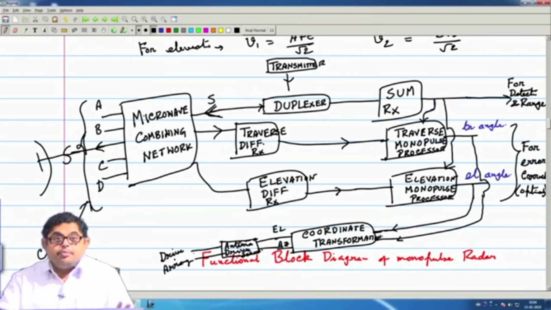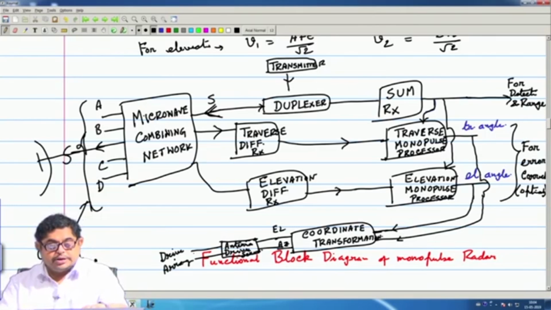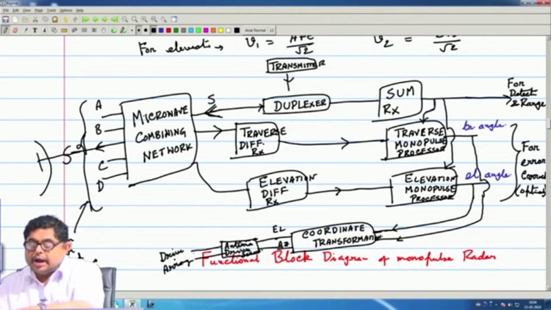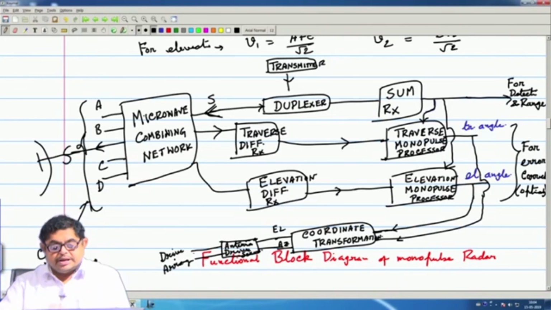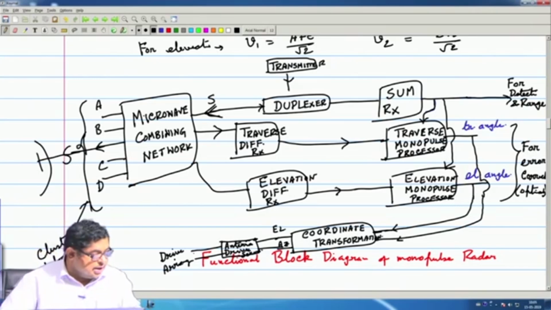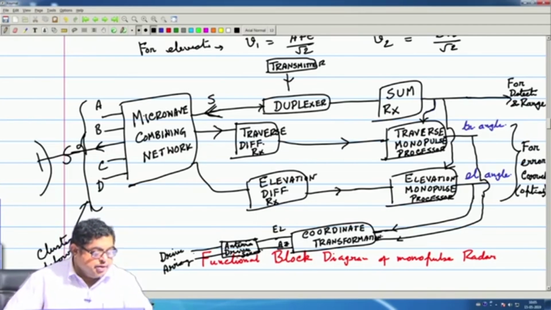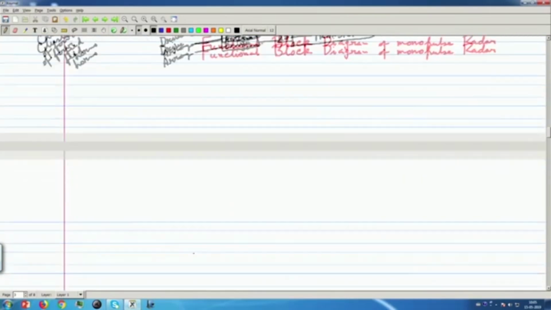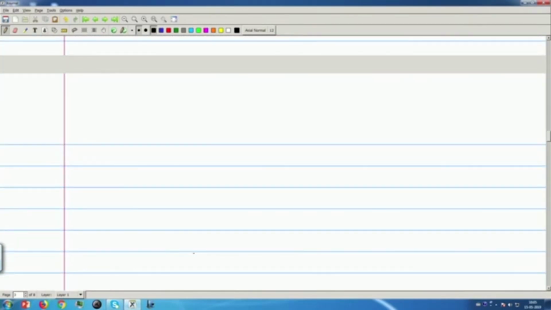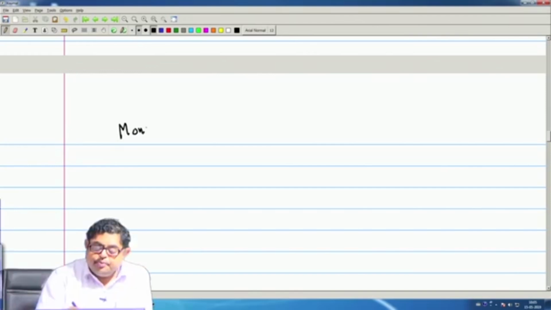Now we will be focusing on this microwave combining network, on how from the received squint beam voltages I can produce the traverse angle and elevation angle. Actually, the heart of that will be the monopulse ratio D by S. We will find out the mathematics, the circuitry, everything. But before that, I want to say something very important. So we have written the monopulse ratio.